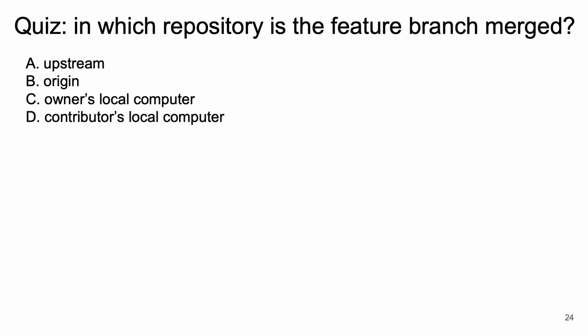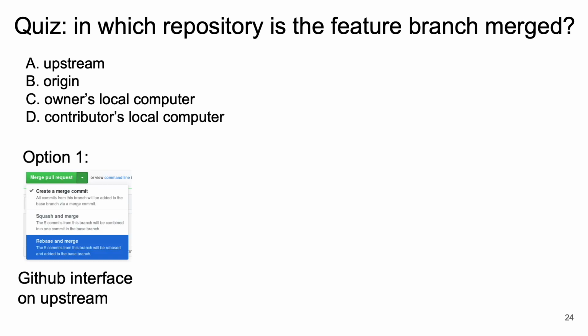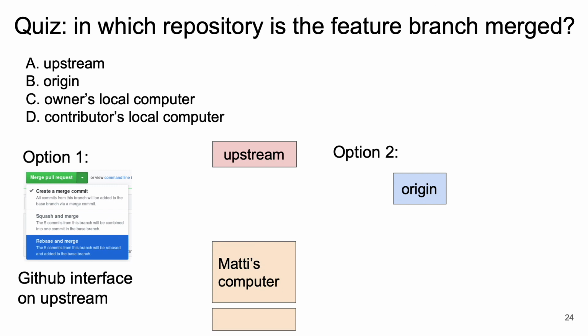Well, you have 2 options. Option 1 is to do it on the GitHub interface on upstream. So when you make a pull request on GitHub, you have an option. You can say, okay, they've made this pull request, and let's merge this branch onto the upstream master branch. So that's one option. The second option is the following.